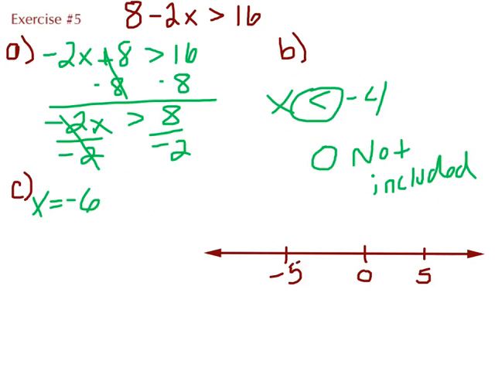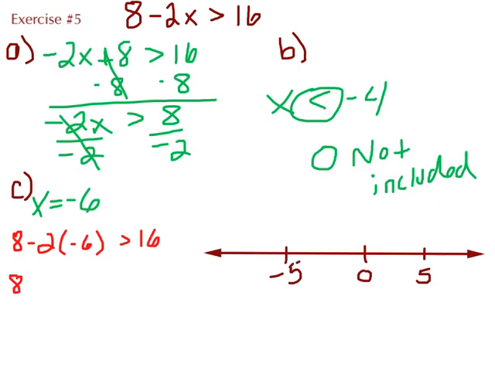I'm going to do this in red real quick. So I'm going to have 8 minus 2 times negative 6 is greater than 16.